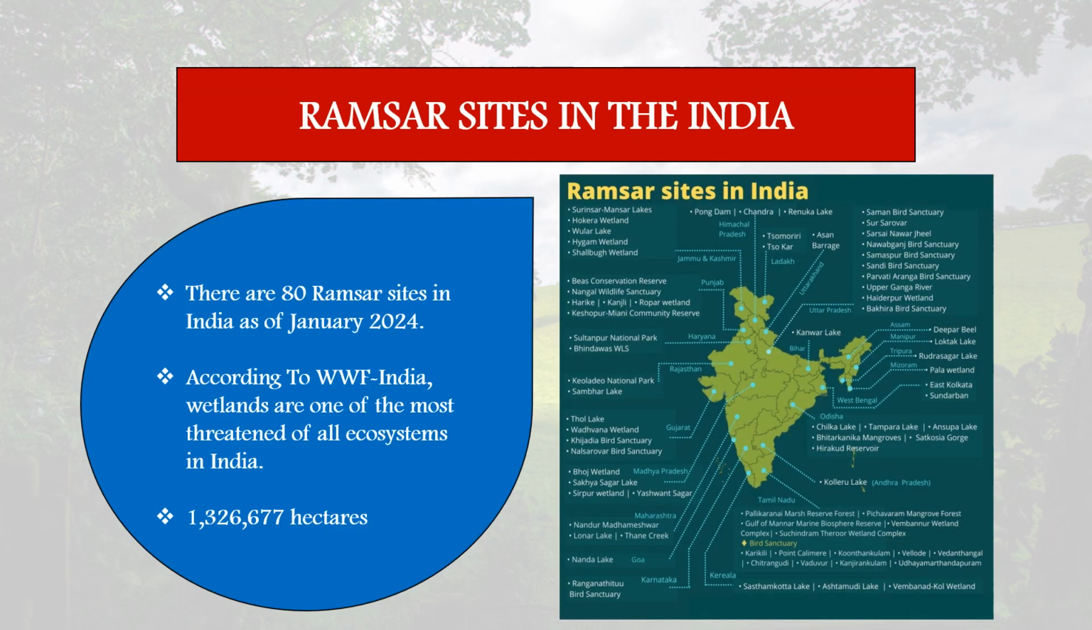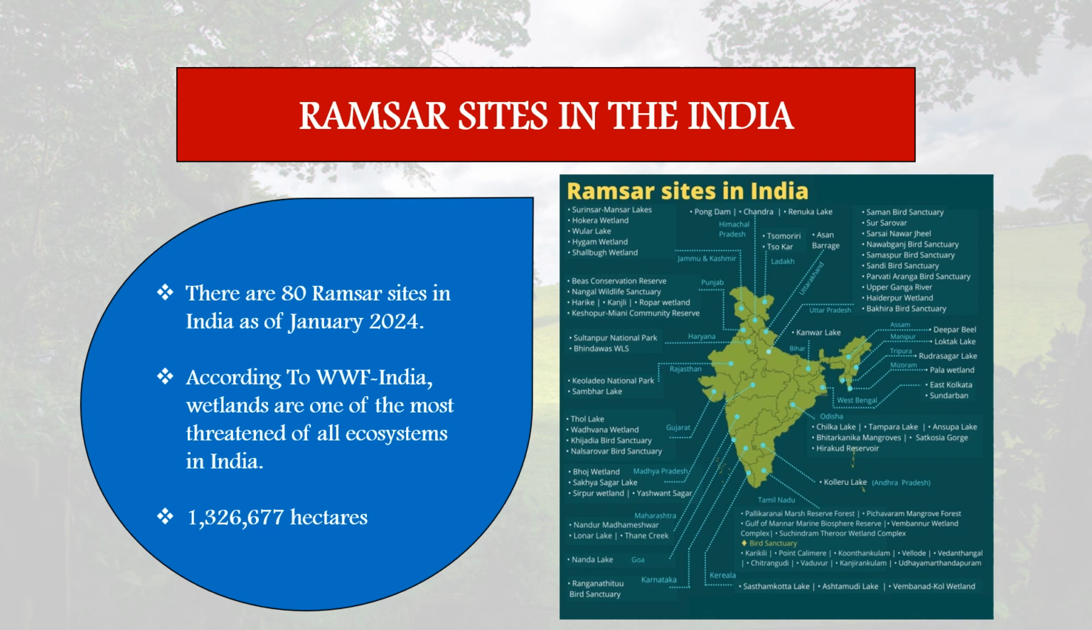Now there are about 80 Ramsar sites in India as of January 2024, and it protects about 1,326,677 hectares of land area. And according to WWF India, wetlands are one of the most threatened of all ecosystems in India. So there are so many Ramsar sites to protect the wetlands in India.